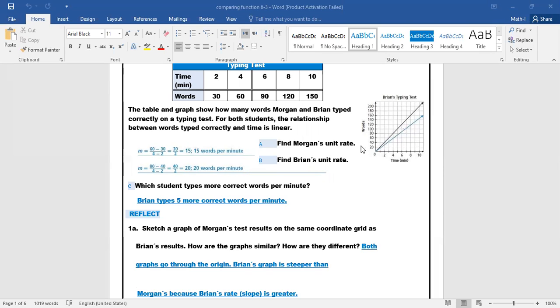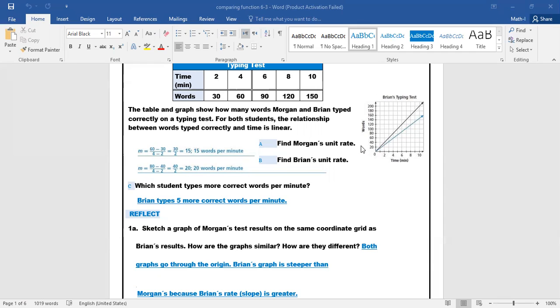They pass through 0. Yes, very good. Both of them pass through 0. And how are they different? Look at the slope. Which one will be steeper? And what is the meaning of the word steeper? Steeper means greater or faster. Greater slope, right? Both graphs go through the origin. Brian's graph is steeper than Morgan's because Brian's slope is greater.